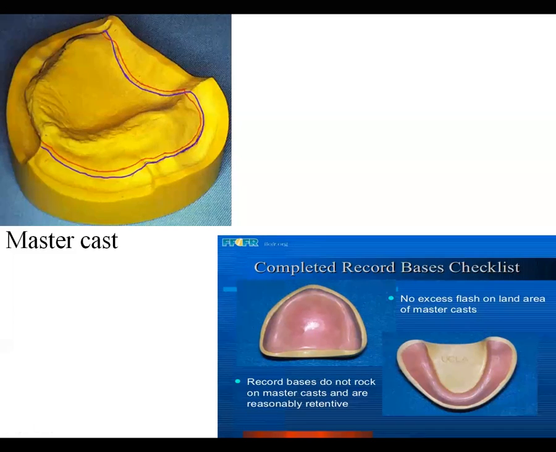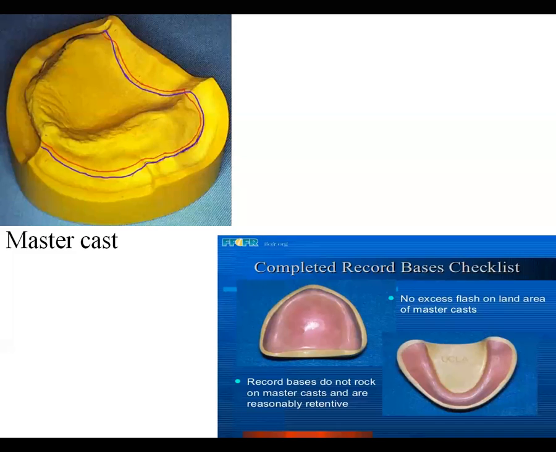Afterwards, on this master cast we fabricate the record base. Which basic things should you know about the record base? The record base should be rigid enough to bear masticatory force. It should be stable. It should be properly extended. Thickness should be at least 2 mm. Borders should be round, overall round borders.